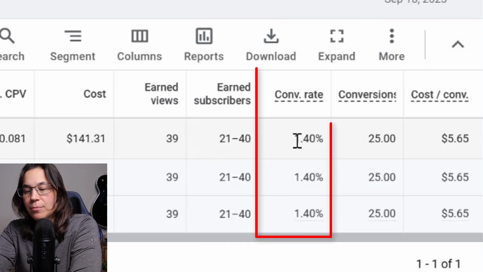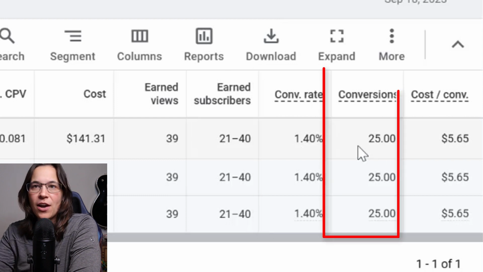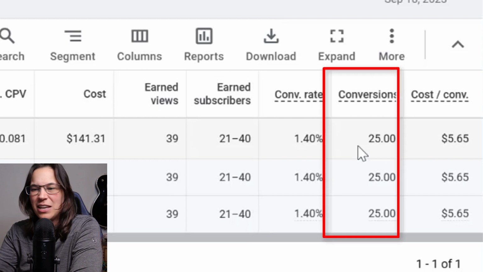The conversion rate is pretty low, which is expected on an ad. The conversions are subscribers, maybe even some likes.